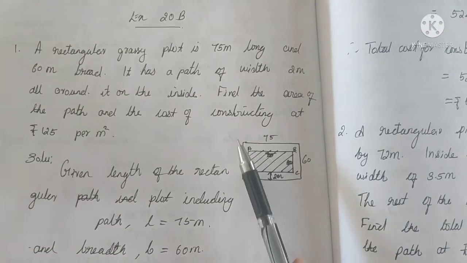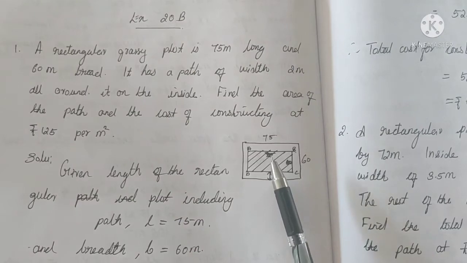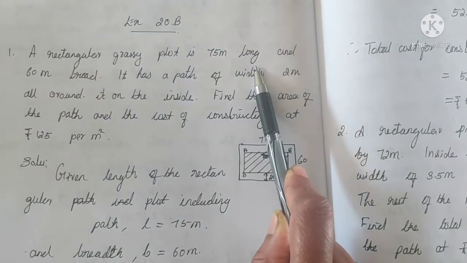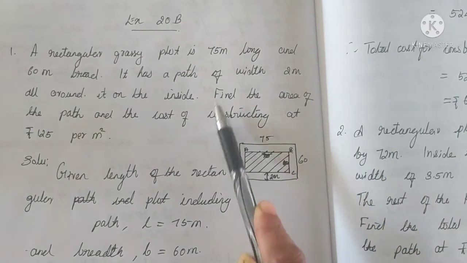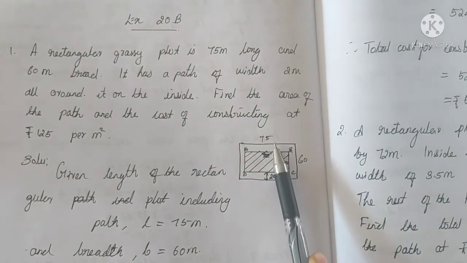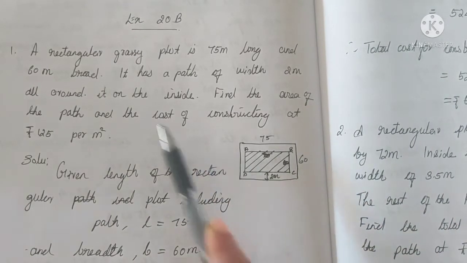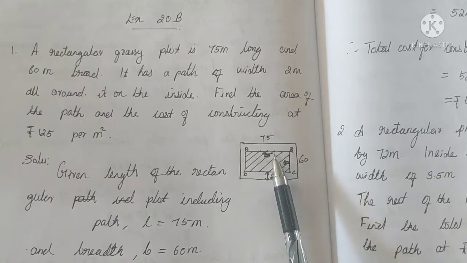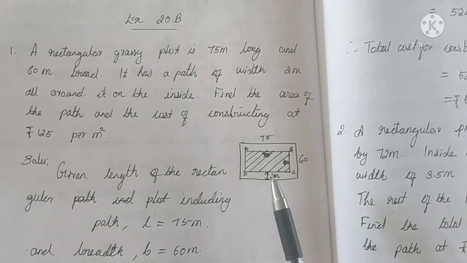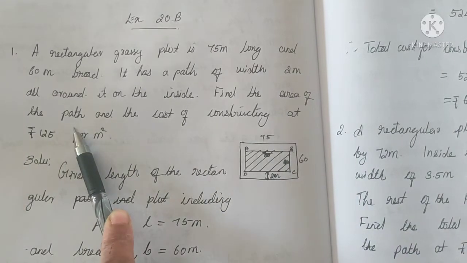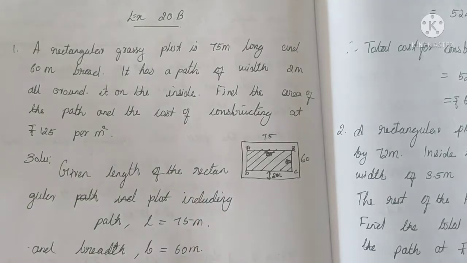square. You can see the rectangular grassy plot I have drawn like this. It is given that it is 75 meter long, this is 75, and 60 meter broad. It has a path of width 2 meter. The width of this path is 2 meter on all sides, and it is all around inside. That is inside this one. So this is the path. The unshaded portion is the path. We have to find the area of the path and the cost of constructing at rupees 125 per meter square.